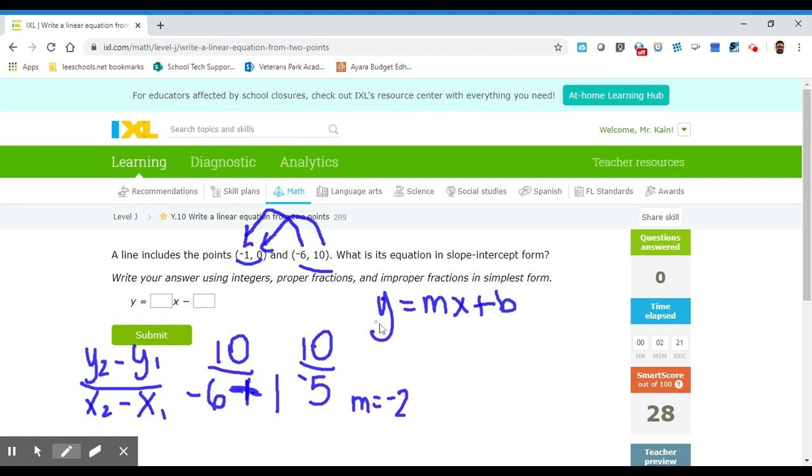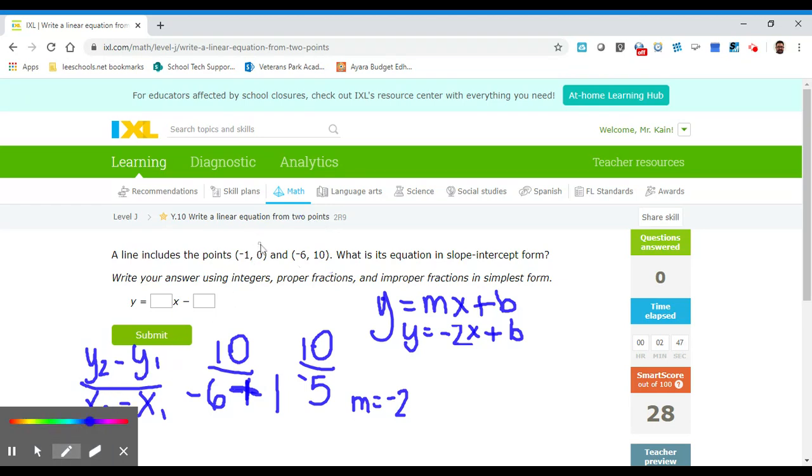So up in our equation, we have our slope now. We're going to write y equals negative 2x plus b. Now to solve, we are going to plug in one of these points into our equation. So if you remember from before, I said anytime there's a 0, you should use the 0. So that's what we're going to do. We're going to use this point. So remember, this is your x, and this is your y. So let's plug those values in.